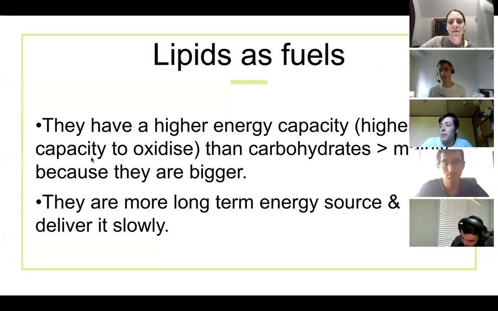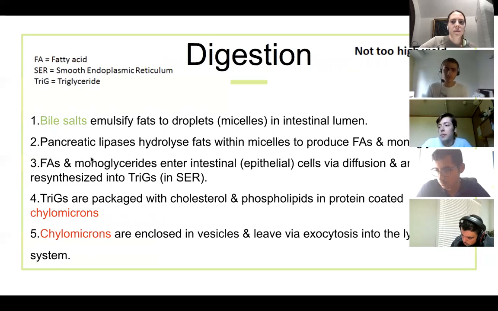So pretty much just in general, lipids are used as our long-term source of fuel because they just have a higher capacity to oxidize because there's just that many more carbons. And so pretty much they're our main staple energy for a long-term thing. That being said, actually getting energy out of them takes a longer time. And so they're more like a long-term source that's delivered more slowly. So that's pretty much all we need to know in general.